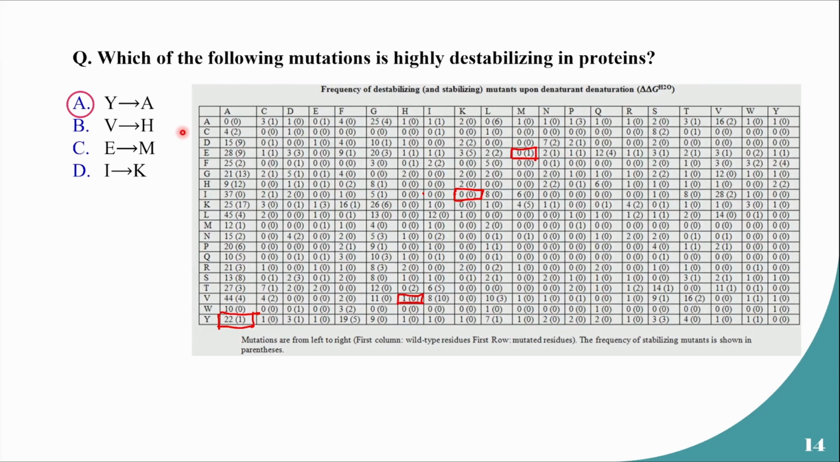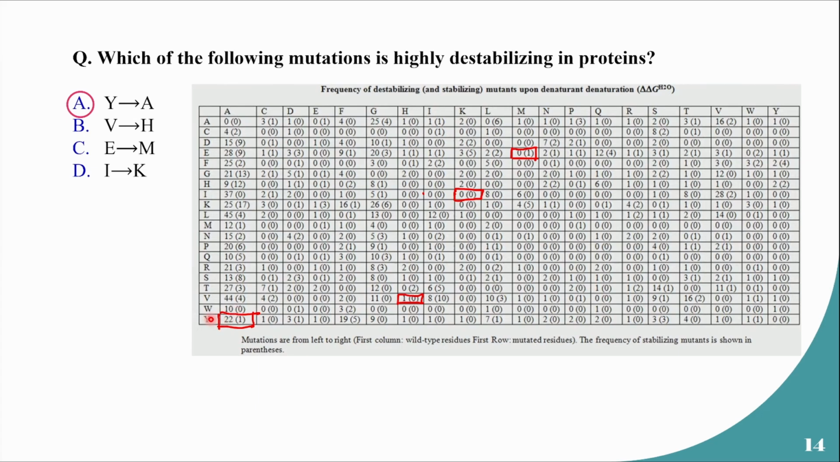So is it that the aromatics are more stabilizing as compared to the others? Aromatics are not the most stabilizing, but in this particular case, the Y to A mutation was considered, right? So if an aromatic Y was converted to an alanine, that was highly destabilizing.